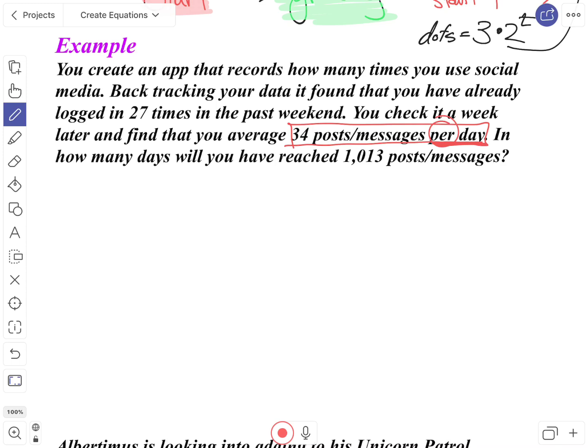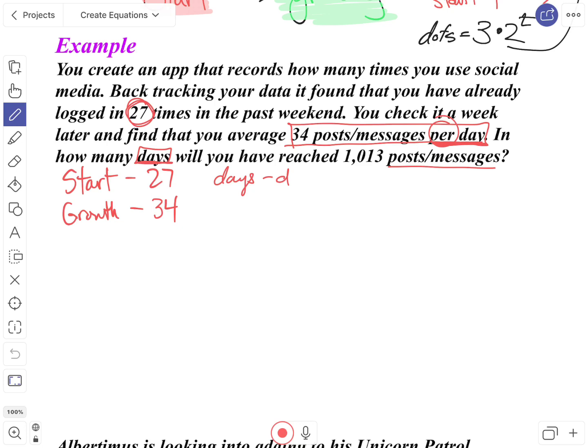Well, when we first logged in, we started with saying that we'd done it 27 times in the past weekend, okay? So our start number is 27, and our growth is 34 posts per day, okay? So to make our equation, basically we want to know in how many days. So days would be our variable, right? We'll use D for that.